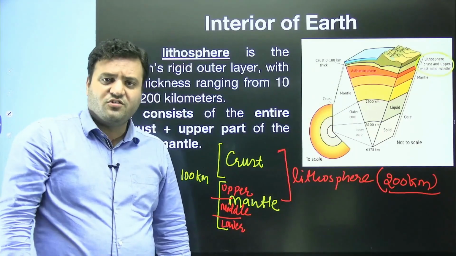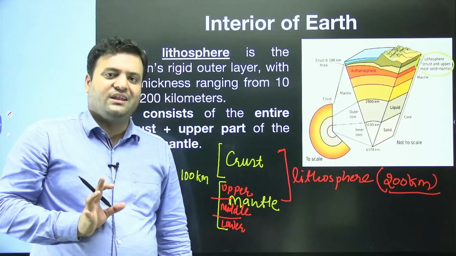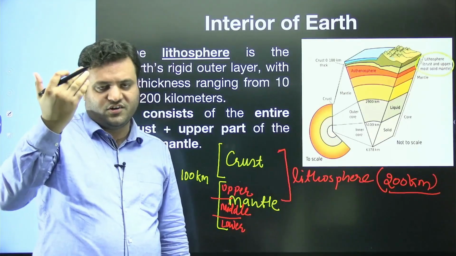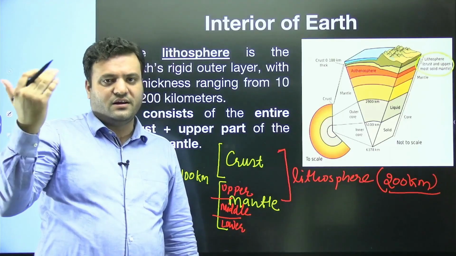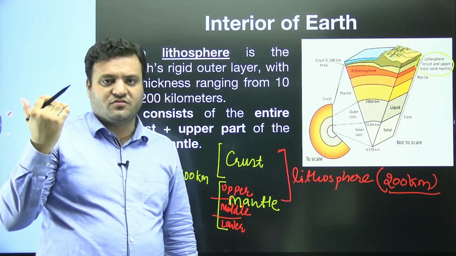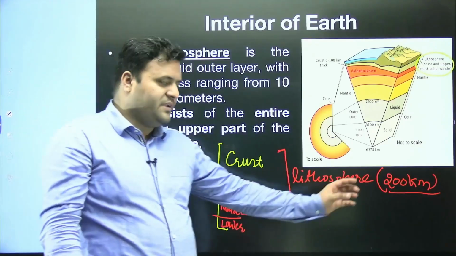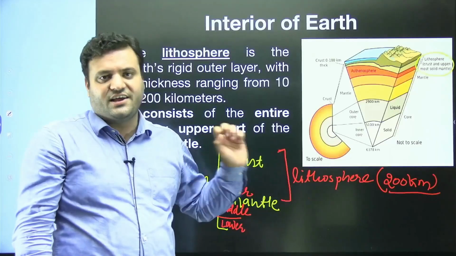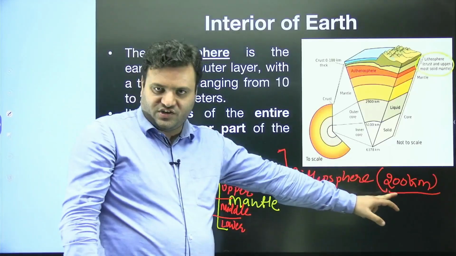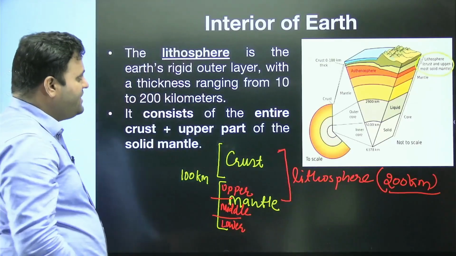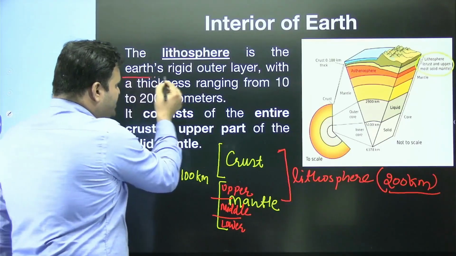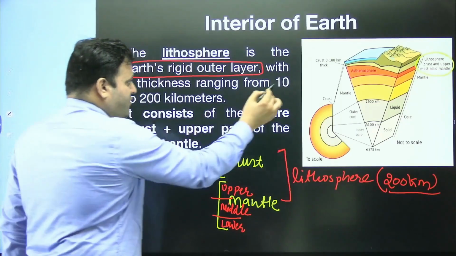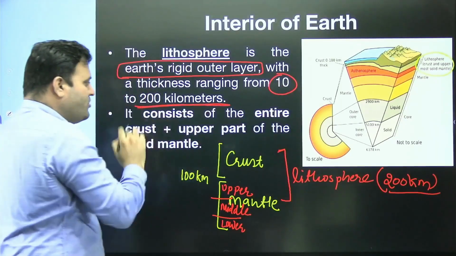And yes, lithosphere is also highly uneven in our interior. Somewhere lithosphere is shallower with respect to the earth's surface, somewhere it is deeper. Somewhere it is there at the depth of 200 kilometers, somewhere even at 300 kilometers. So this is the average depth of lithosphere. Lithosphere is basically Earth's rigid outer layer, and its thickness varies from 10 to almost 200 kilometers.